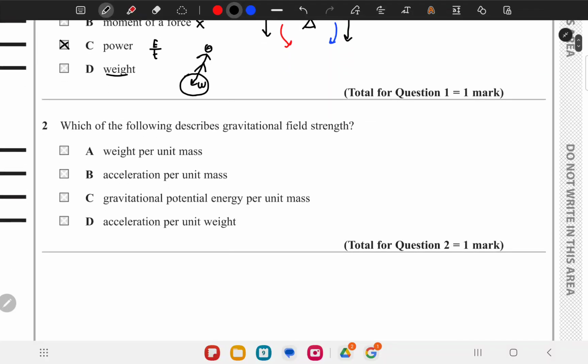Now in question 2, we have to find which of the following describes gravitational field strength. We know that W equals mg. We find this is the gravitational field strength. If I make g the subject here, we get W by m. So g is equal to W by m, or gravitational field strength is weight per unit mass. So A is the answer.